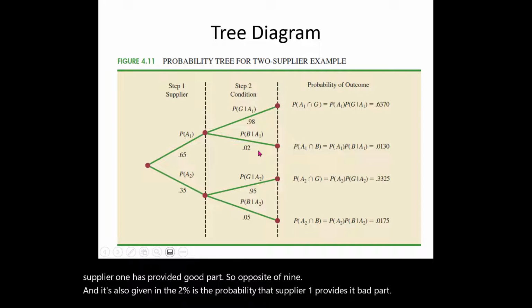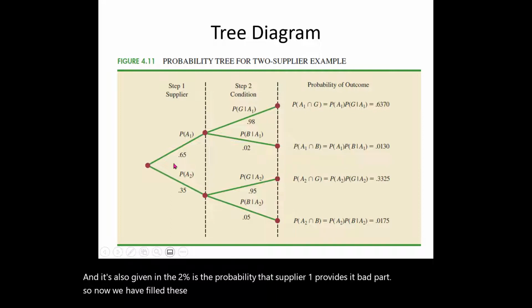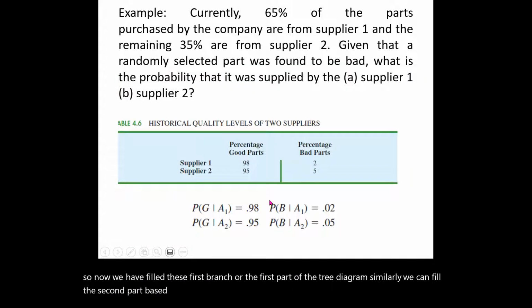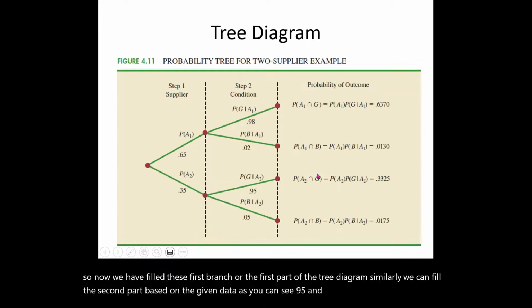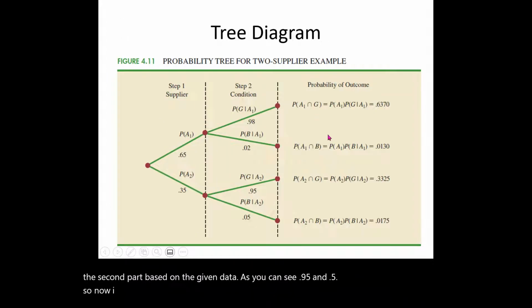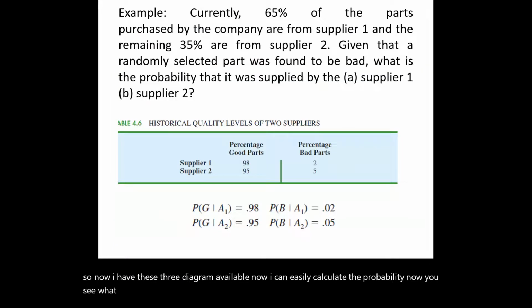So now we have filled this first branch, or the first part, of the tree diagram. Similarly, we can fill the second part based on the given data, as you can see, 0.95 and 0.05. So now I have this tree diagram available. Now I can easily calculate the probability. Now you see what was the question. It was saying that the part was bad, and now we have to calculate the probability of supplier 1 or supplier 2.